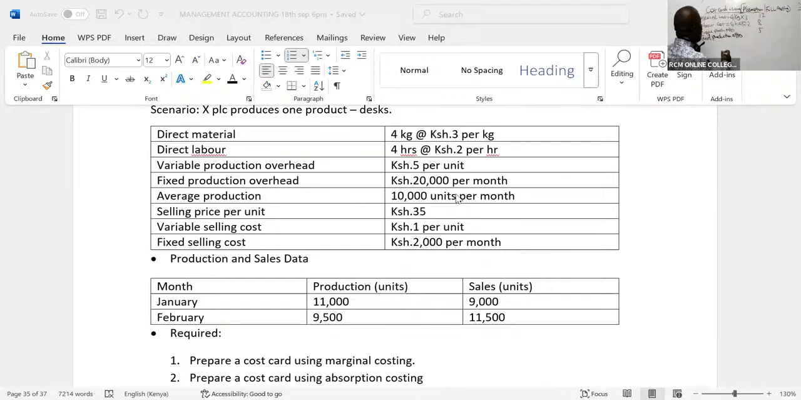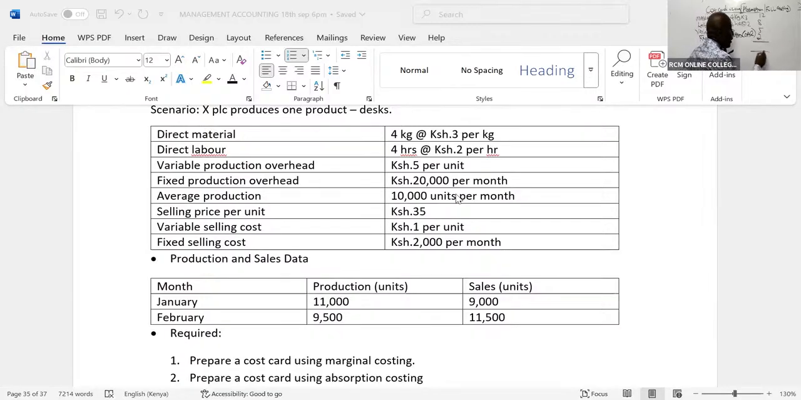So then I will calculate what we call OAR, overhead absorption rate per unit, which will be 20,000 divided by how many units? 10,000. So you take the total fixed overheads over expected production to make it for 1 unit, which in this case gives us 2. The 20 you are guessing was almost there. So we have 2 there.